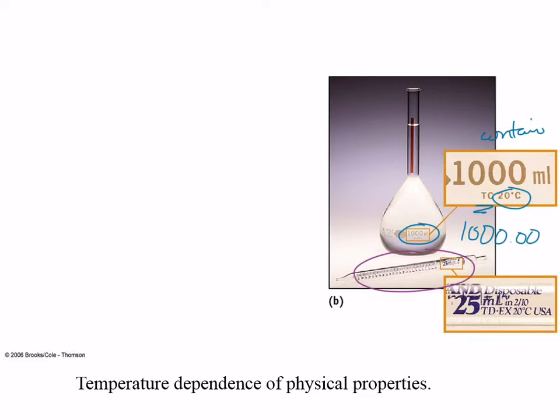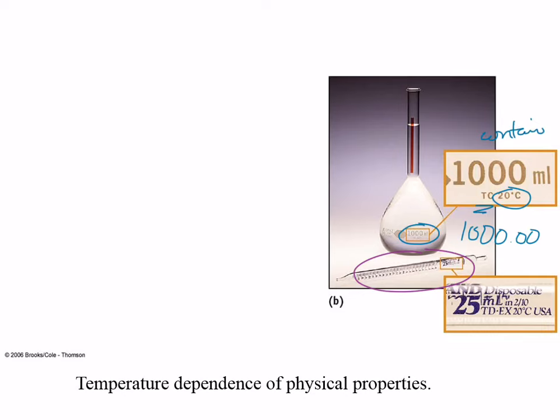Instead of just one gradation, it has multiple gradations, and you will be using that this semester too. This one doesn't say "to contain," it says "TD," that's "to deliver." So that's kind of how that works. But again, it gives 20 degrees Celsius.